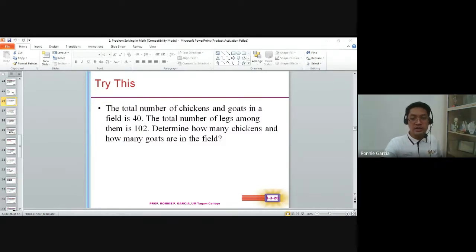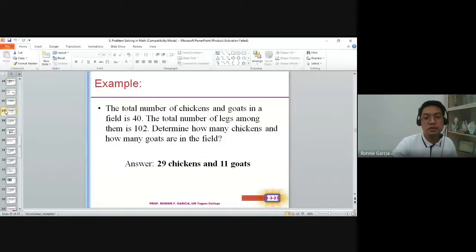So I will now reveal the answer. I think nobody got the correct answer, right? 29 chickens and 11 goats. Sometimes you got 29 and 11, none. So nobody got the correct answer. Nobody received additional points for this. So let's look back.